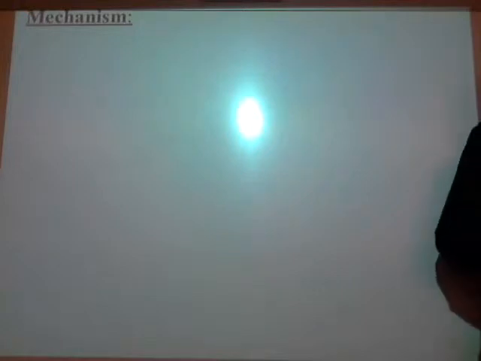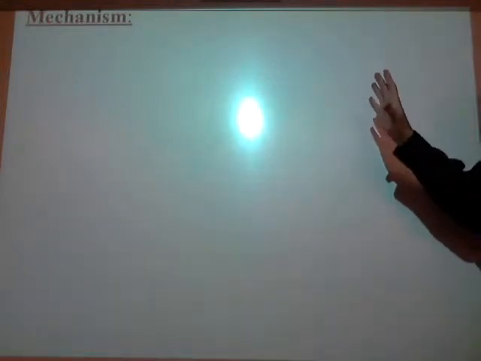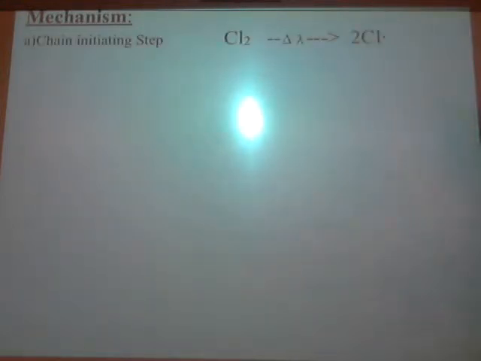So let's take a look at what the indirect observation shows about a free radical mechanism, the mechanism for a free radical halogenation. We believe, because of studies and tests that we've done, that the first step of the free radical halogenation looks like this. It's called the chain initiating step. You can write that in there.